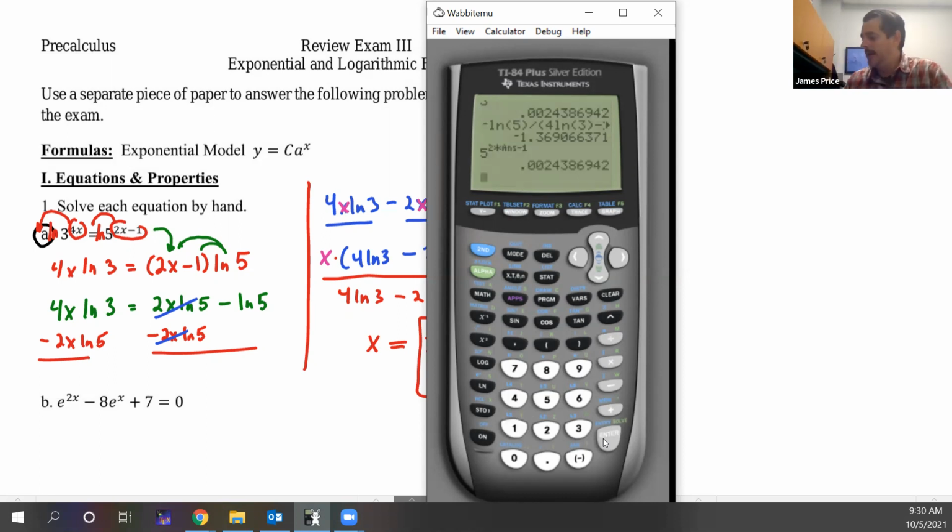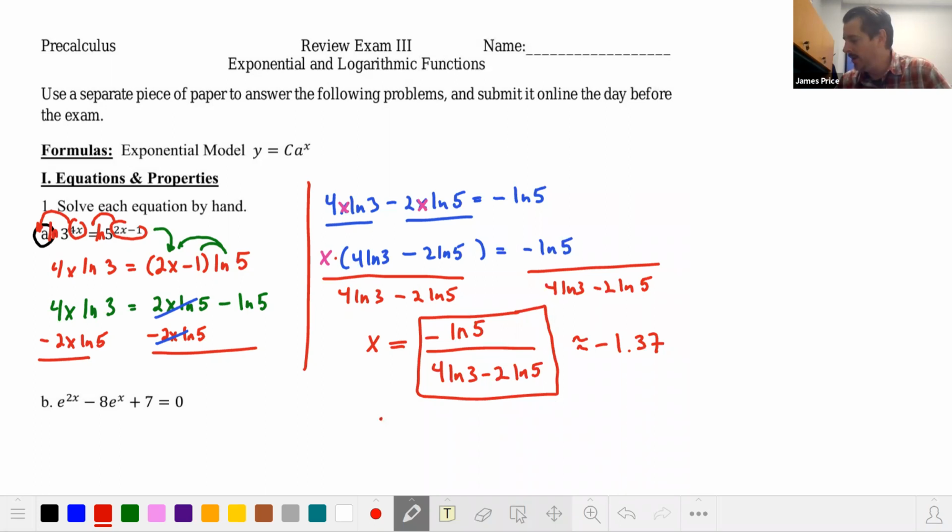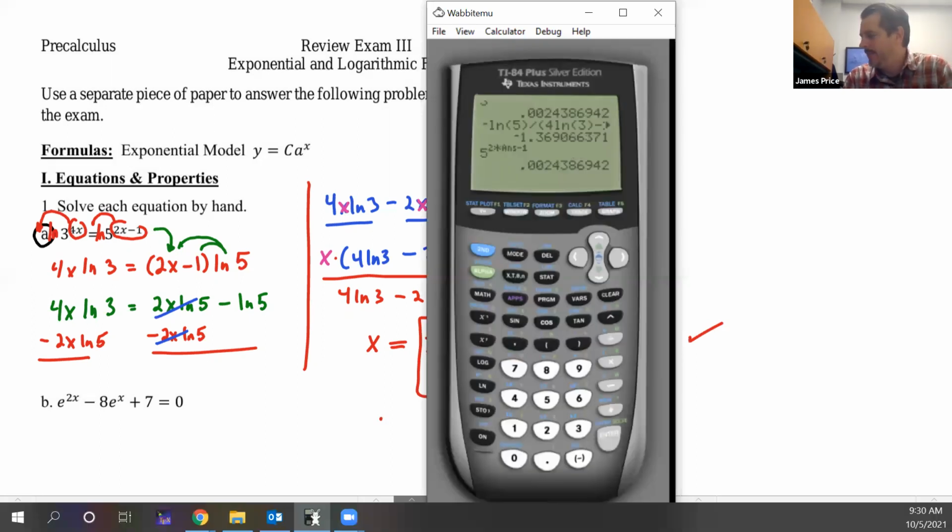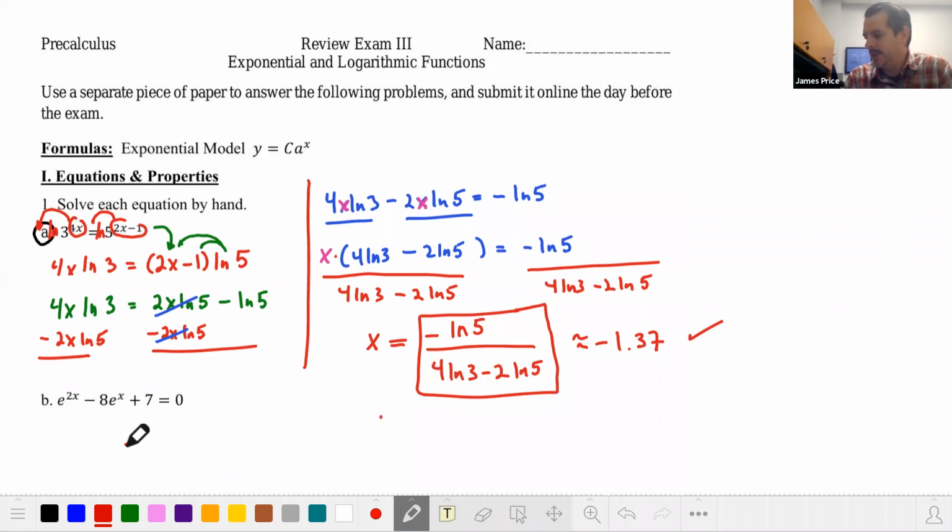So check. I don't think it's right, I now know it is right. Okay, but that's the idea for that one. Okay, let's move on to the next one here.